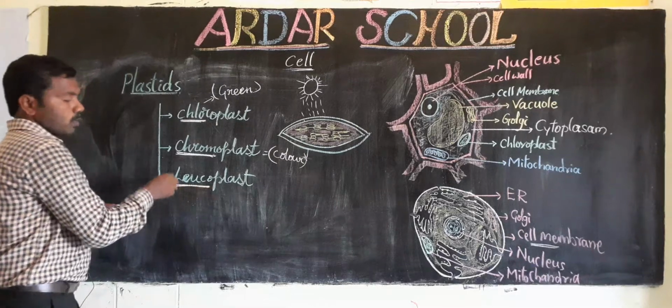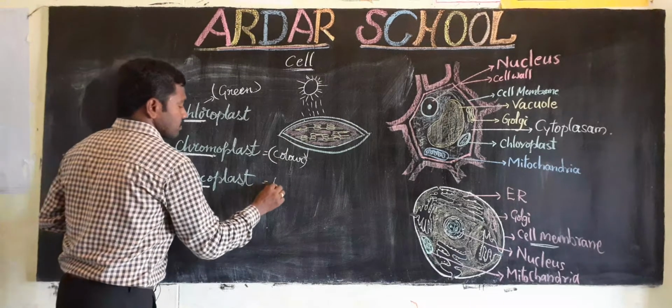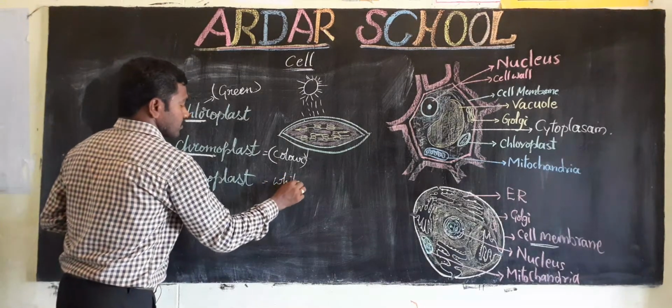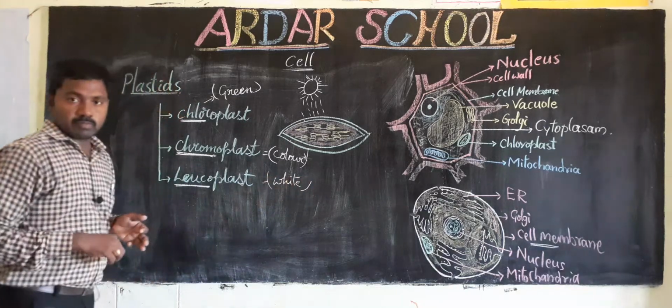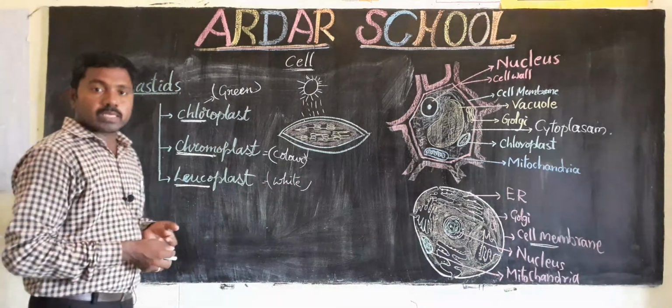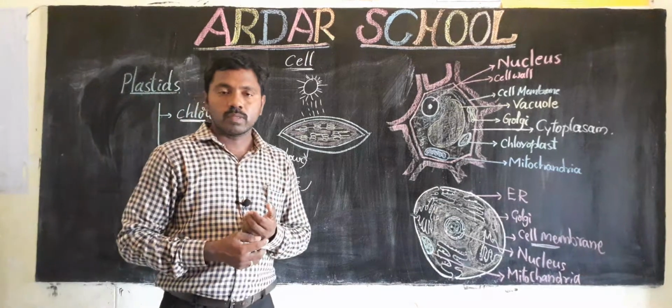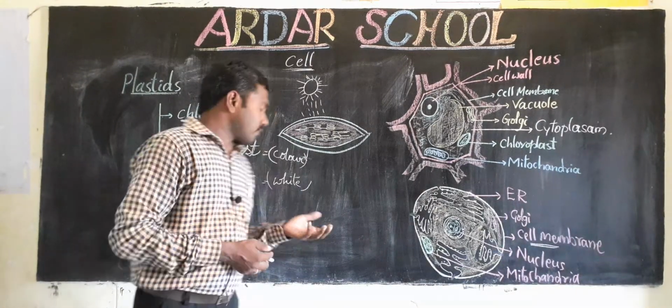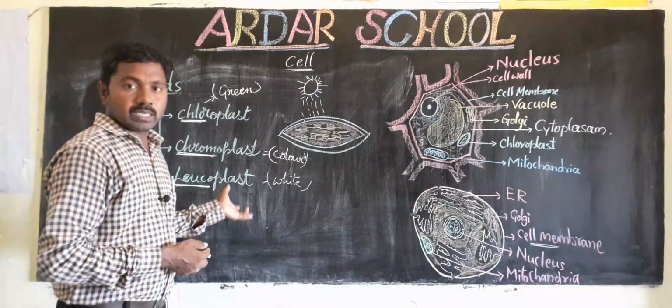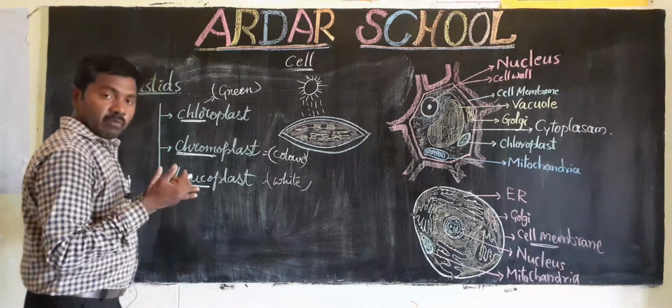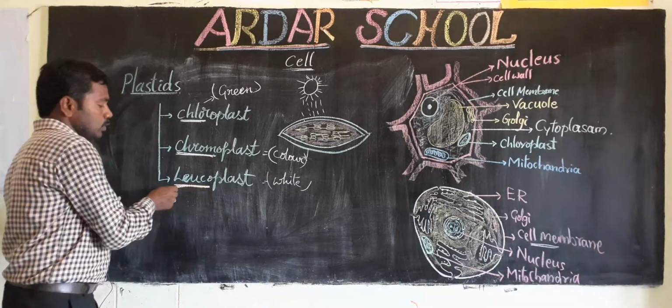Next, leucoplast. Leuco means white color. We can observe the leucoplast in tubers. If you observe the tubers, they are completely white in color, the starch is white. So those are called the leucoplasts.